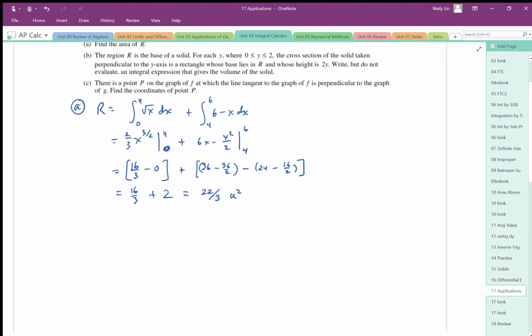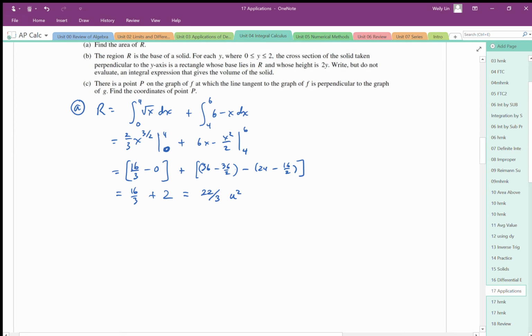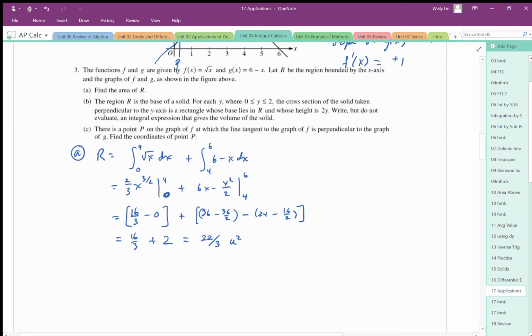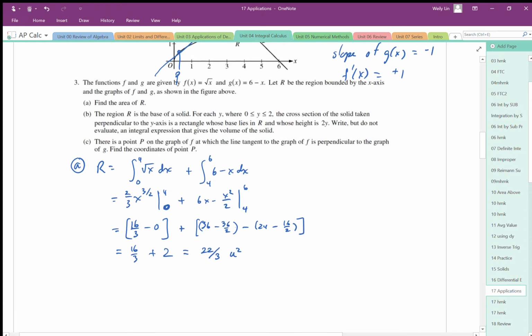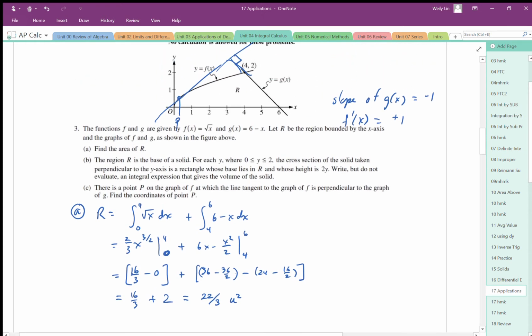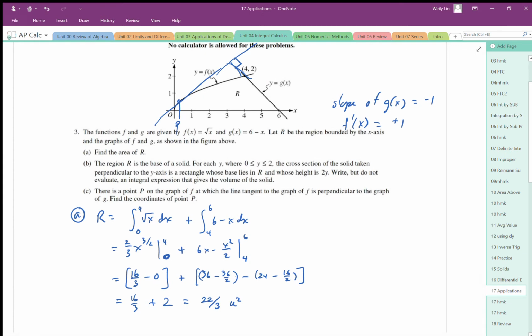Okay, so for part B, it says the region R is the base of a solid where y is from 0 to 2, and the cross-section of the solid is taken perpendicular to the y-axis. So that means that the cross-sectional area is going to be this length here. Okay, so it's going to be that length there.